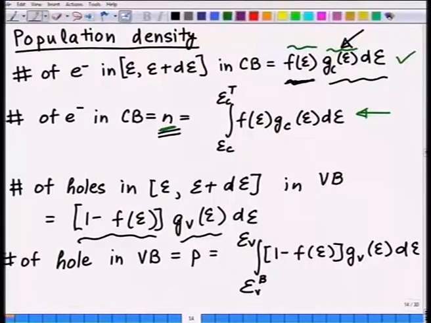We followed the same logic, saying that the number of holes is 1 minus Fe, which is the probability of finding a hole at energy level E, times GV of E, the density of states for holes in the valence band. Again, if I integrate it over the whole energy range, from the bottom of the band to EV, the band edge, that means the top of the valence band, we get the number of holes in the valence band. Okay, so this is where we ended last time.